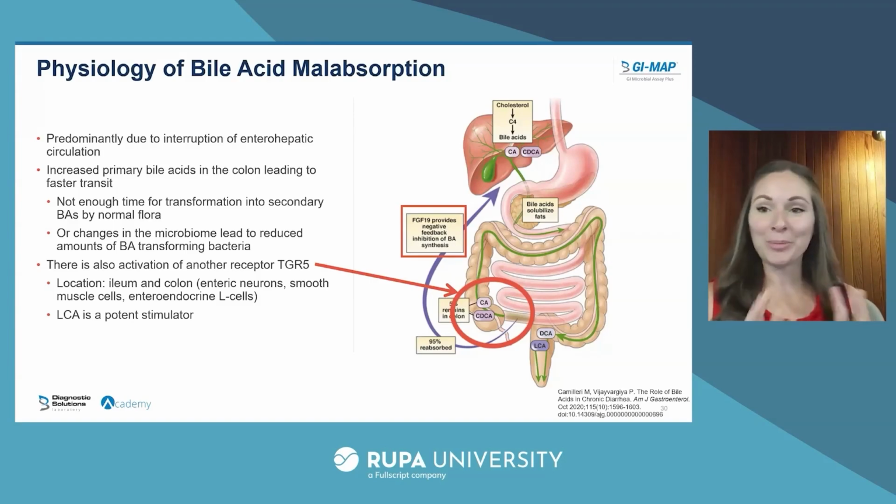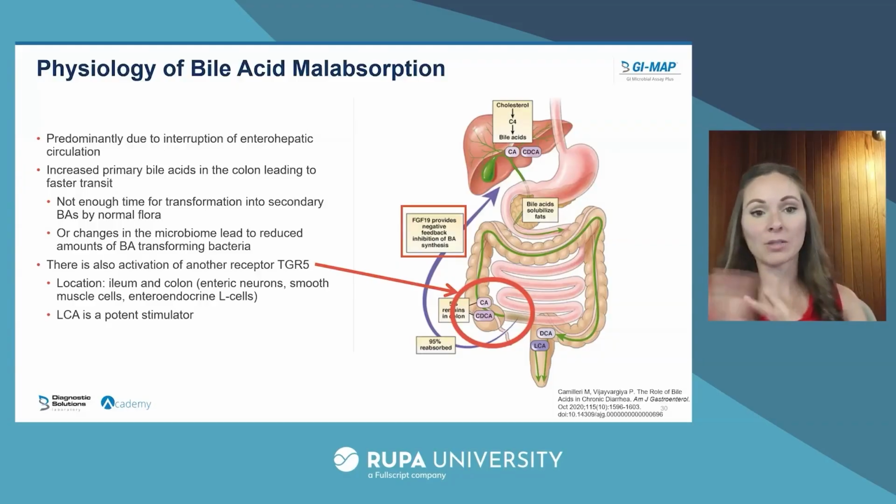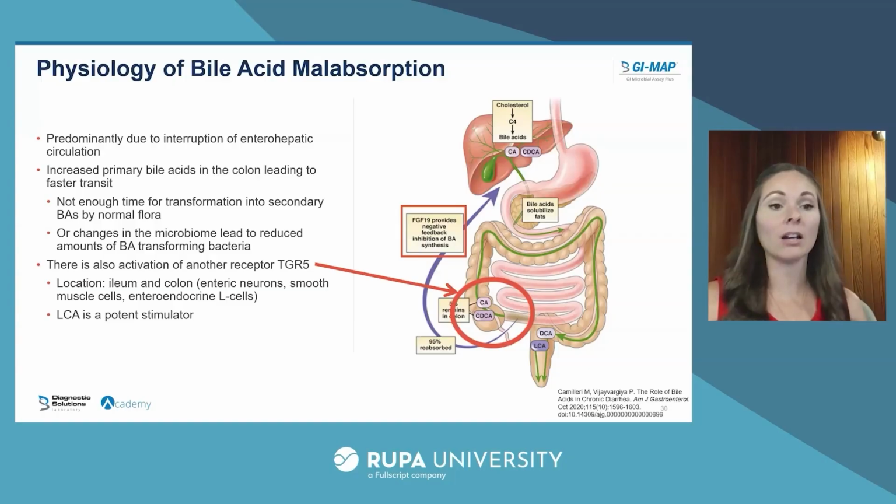But I do just want to point out, because our bodies are very complicated systems, that when TGR5 is activated on those enteroendocrine cells, they are stimulated to release GLP-1 and peptide YY, which actually is going to slow transit. So typically, the net result is going to be faster transit, but that's one side effect that we can have. And LCA is our most potent stimulator of that receptor.